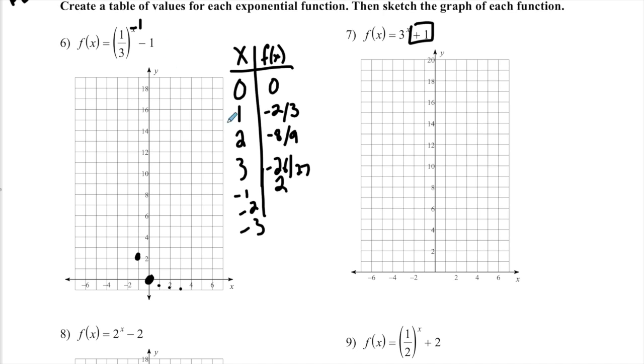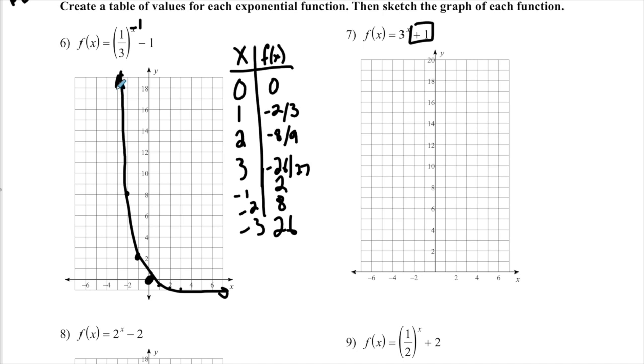All right, now I plug in negative 2. That gets me 3 squared, which is 9. 9 minus 1 is 8. And then negative 3 is going to end up being 26, and unfortunately that's not going to fit. So it's going to take off pretty rapidly at this point. All right. And there we go. All right. So hopefully you're able to get this one.